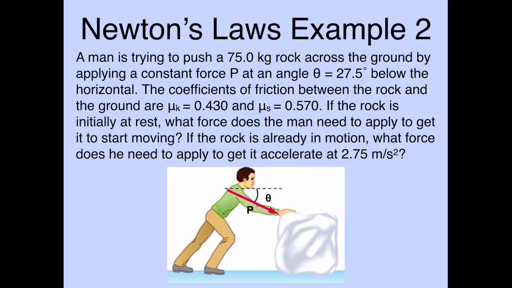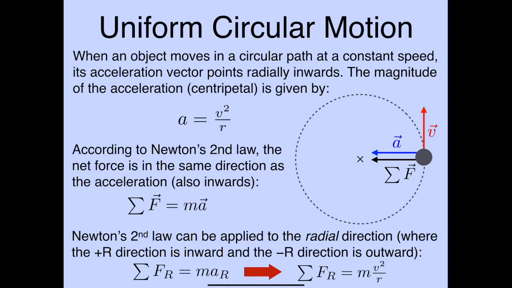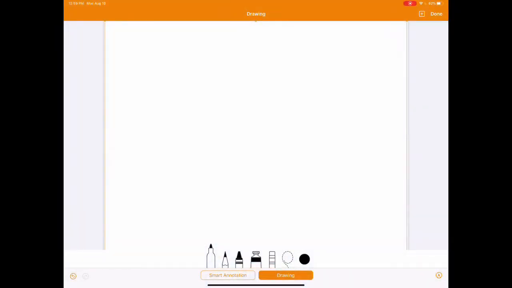And then as a follow-up, if the rock is already moving, what force does he need to apply to accelerate it at 2.75 meters per second squared? So let's work this out. Okay, so we have another Newton's laws problem. We're going to start with the free body diagram, as we normally do. In this case, we're looking at the free body diagram of the rock. So the rock is here.